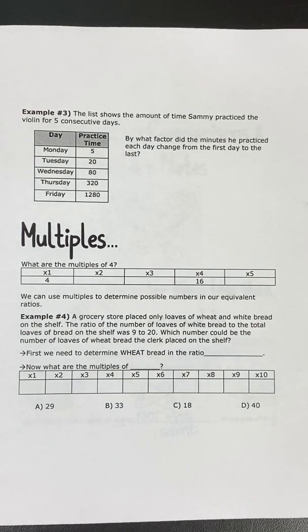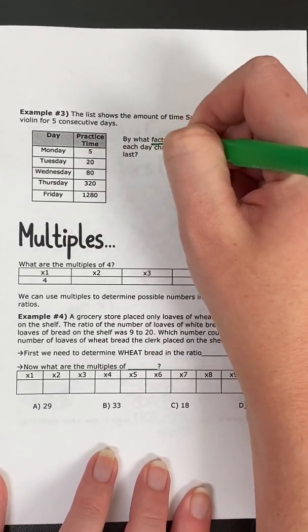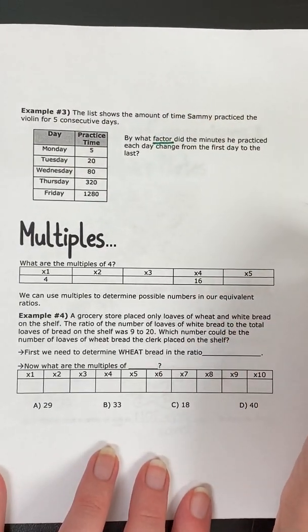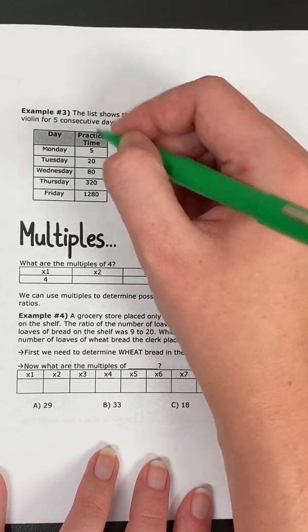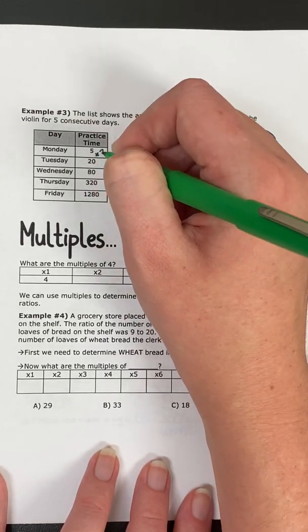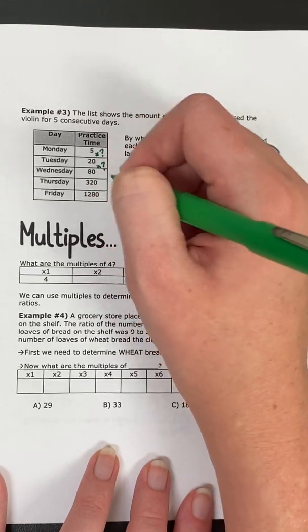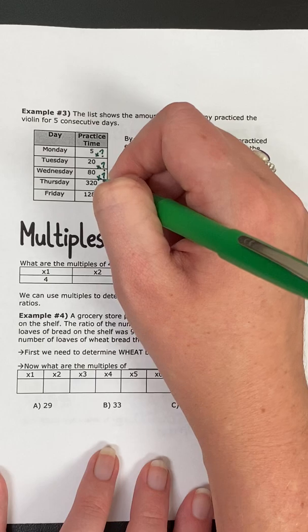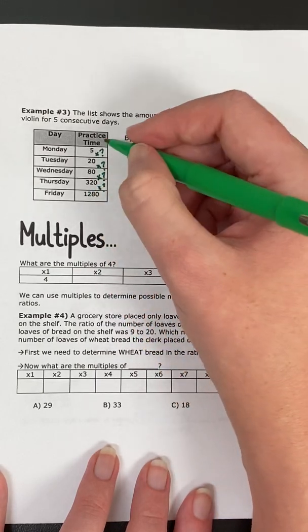All right, the next one. The list shows the amount of time Sammy practiced the violin for 5 days. By what factor did the minutes he practiced each day change from the first to last? So again, factor means we are multiplying. So 5 times what gives me 20? 20 times what gives me 80? 80 times what gives me 320? 320 times what gives me 1,280?